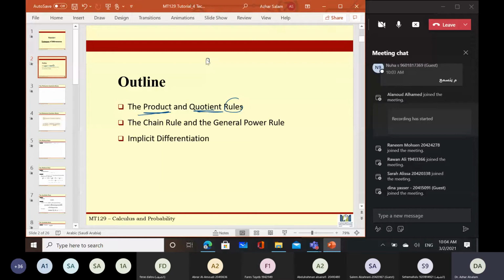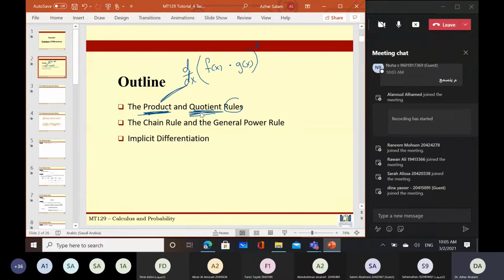If I have 2 functions, f of x and g of x, they could be multiplied together. If I have 2 functions multiplied together and I have to find its derivative, I write it like that, or I write d by dx like this, meaning find the derivative of this multiplication between 2 functions. So there is a rule that I will use. I call it the product rule.